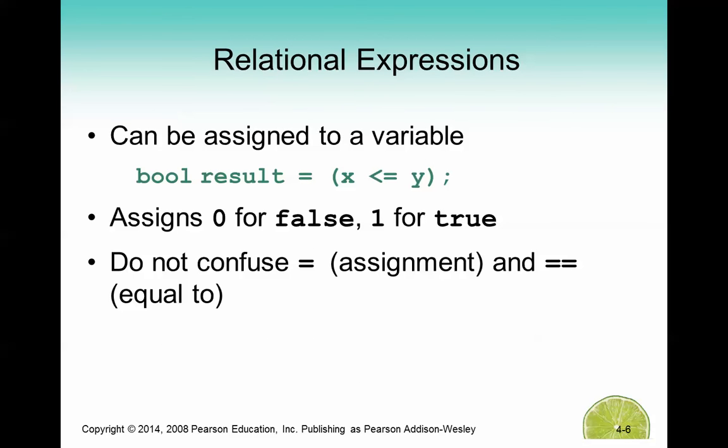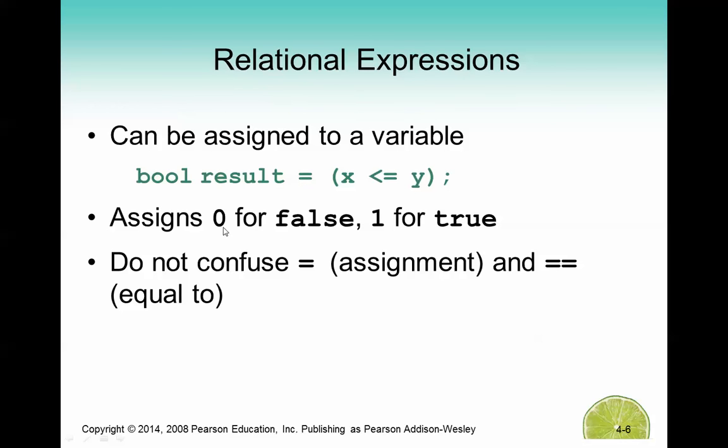Now, with relational expressions, one application is that I can use them as if they were an arithmetic expression, in an assignment operator. What am I doing here? I'm saying x less than or equal to y. The result of this expression, evaluated in the arithmetic and logic unit, is going to be placed in the variable result. And result is a Boolean type variable, so here it is going to have either a yes or a no.